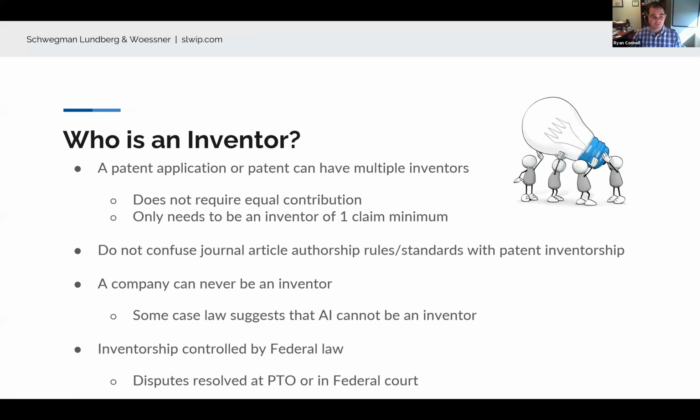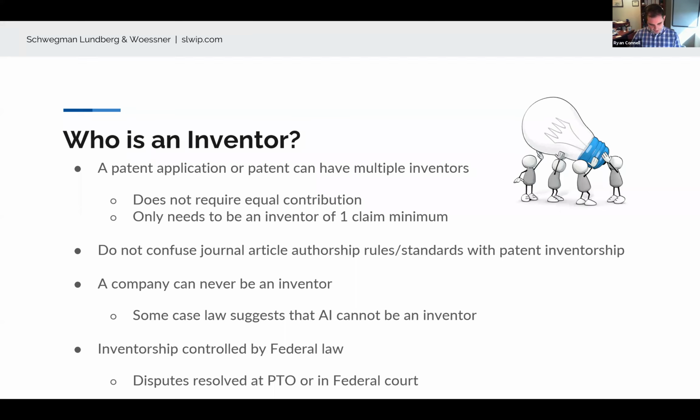Do keep in mind, at least for United States purposes, a company is not an inventor. Inventorship vests in individual inventors. Doug's going to talk about artificial intelligence. There's some case law on that. If you ever do have a dispute about inventorship or need to look for guidance, inventorship is a federal law issue. You don't look to your individual state's law on inventorship.